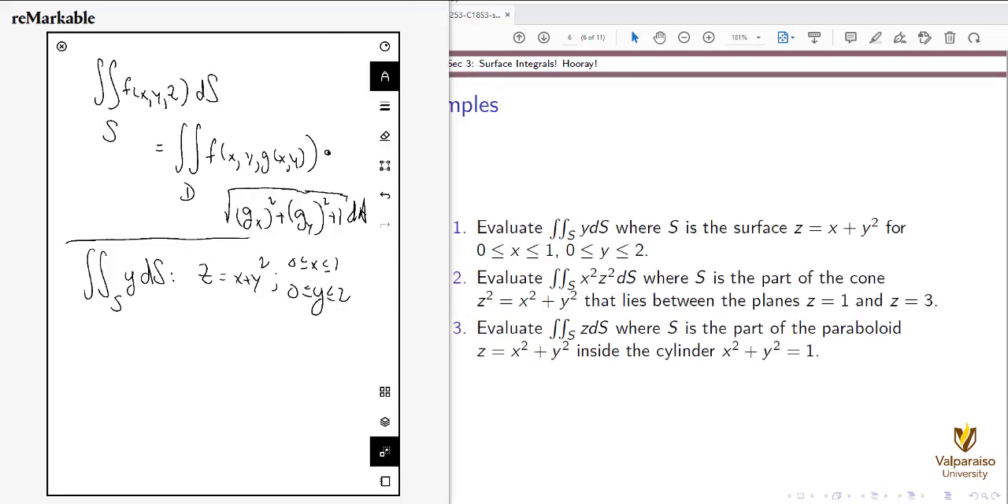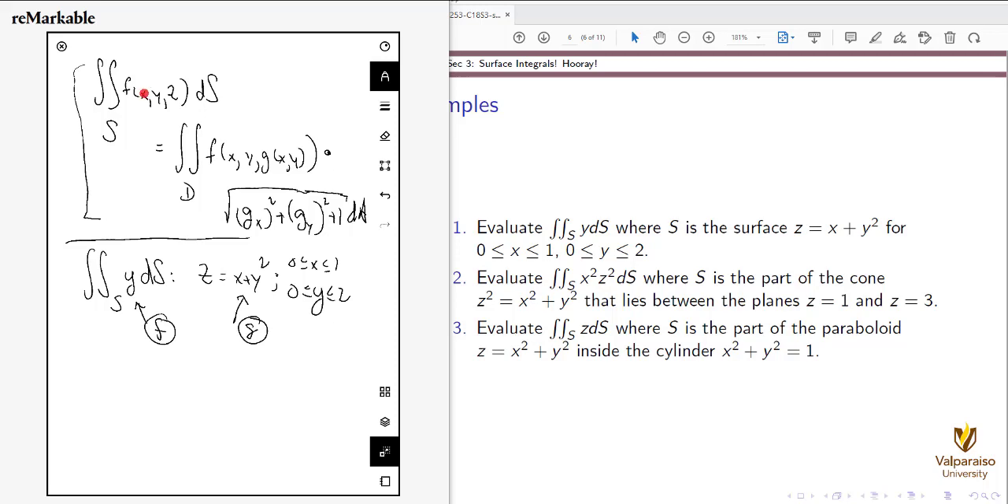Let's do example 1, where we are asked for a surface integral of the function y ds over the surface z equals x plus y squared, where x goes from 0 to 1, y goes from 0 to 2. Here I have just the general template for one of these surface integrals, and I've written the starting information for this particular case. Naming convention, remember the function being integrated is f, the function describing the surface is g.